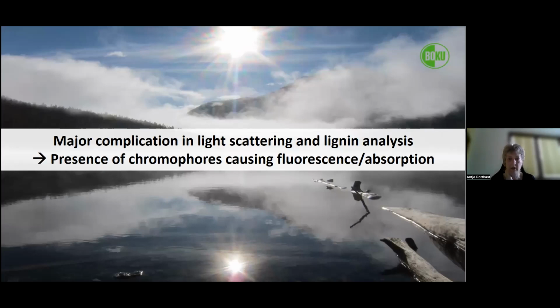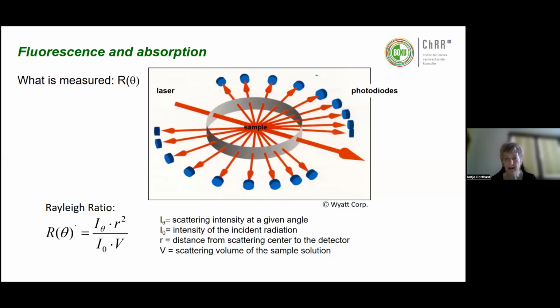Unfortunately, in lignin, we have a couple of complications. And the major complication is fluorescence and absorption. Those two are a little bit troublesome, and I want to show you why and how. We have to go back to this little scheme here. The sample is in the middle. We shine a laser light on the sample, the sample scatters the light, and this light is collected by the photodiodes, which are arranged at certain angles around our measuring cell. And what is decisive here is the Rayleigh ratio, the intensity of our scattered light, which is also a function of the light coming in.